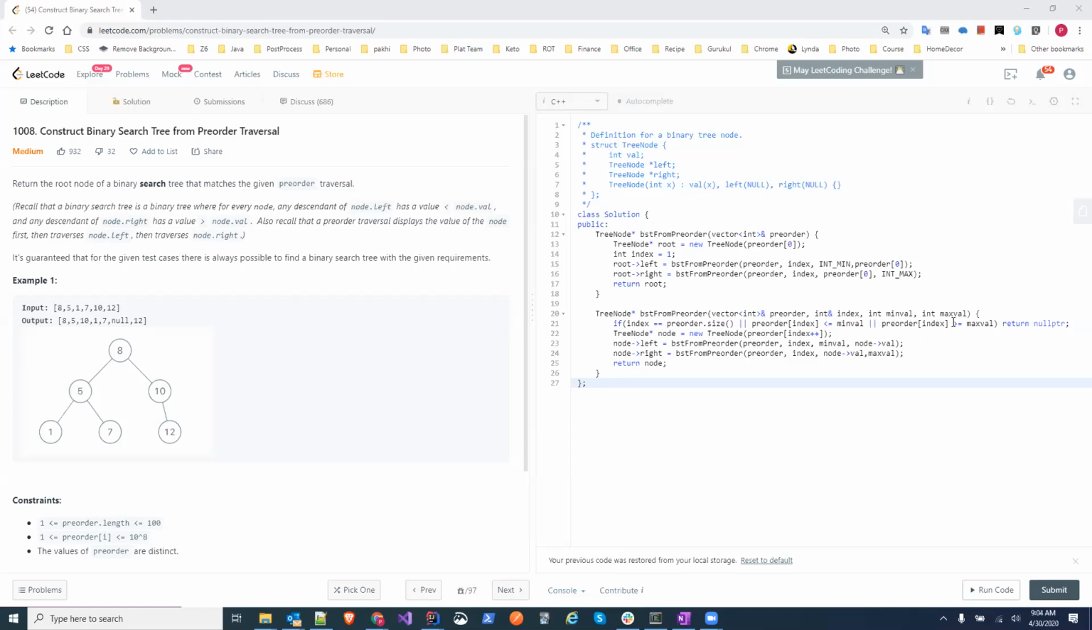Yeah, you can explain. So here I'm passing what is the minimum value for this particular node and what is the maximum value for this particular node. Starting with the root, the maximum on the left-hand side should not be more than the current root node.